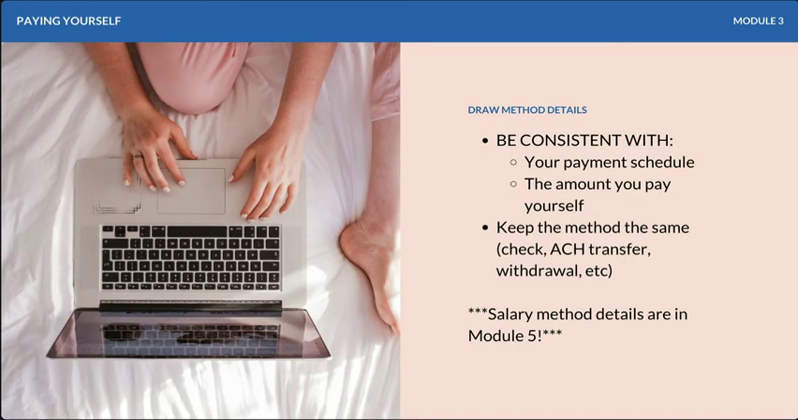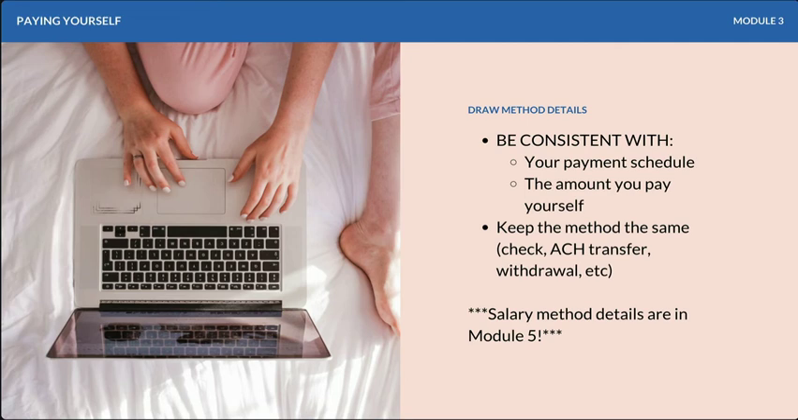So now that you know how to pay yourself, I'm going to talk about what to do if you are using the draw method. If you're using the salary method, you can go ahead and head to the next video because my payroll video is in Module 5. When using the draw method, there's 3 things to consider. Be consistent with your payment schedule. Whether it's once a week, twice a month, or once a month, try to stick to the same schedule.